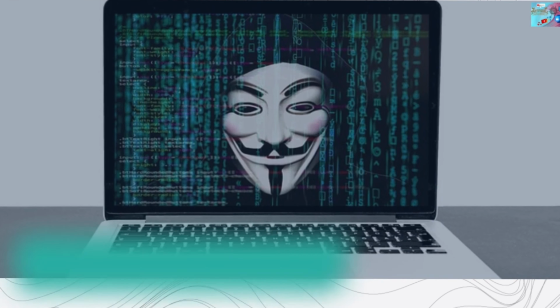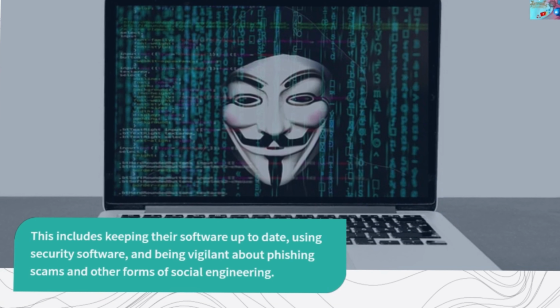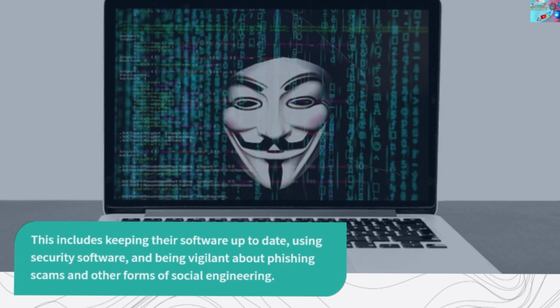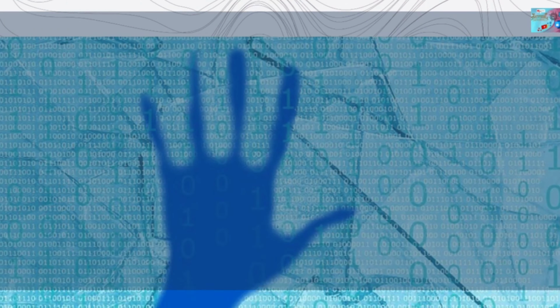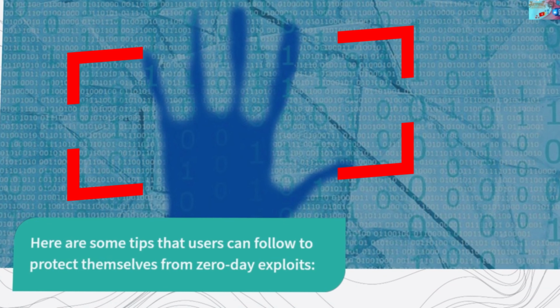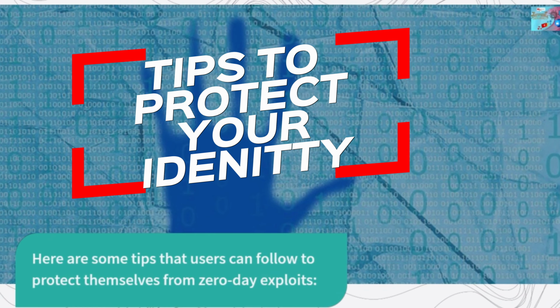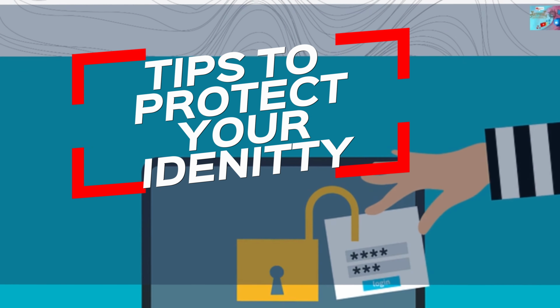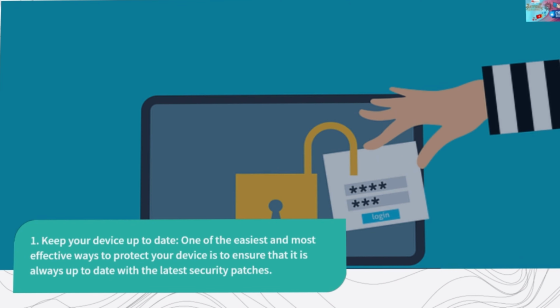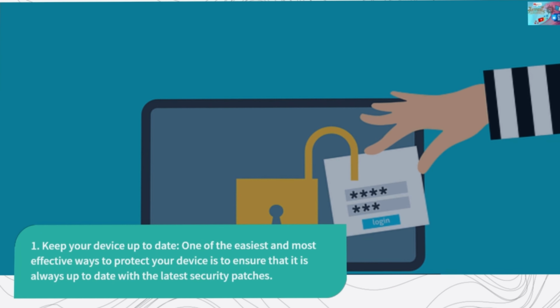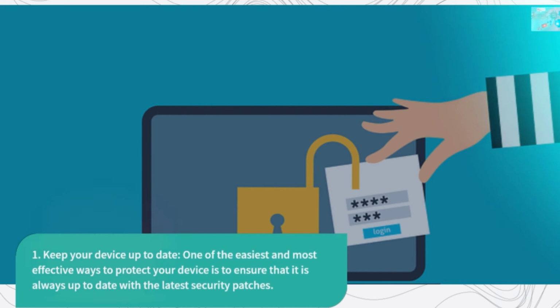This includes keeping their software up to date, using security software, and being vigilant about phishing scams and other forms of social engineering. Here are some tips that users can follow to protect themselves from zero-day exploits. 1. Keep your device up to date. One of the easiest and most effective ways to protect your device is to ensure that it is always up to date with the latest security patches.